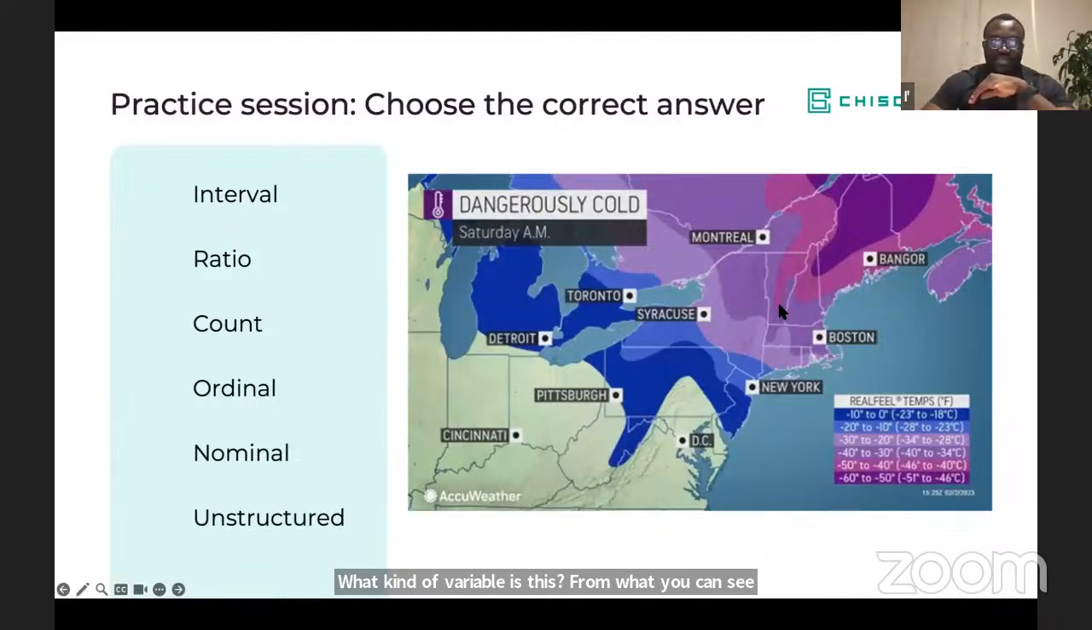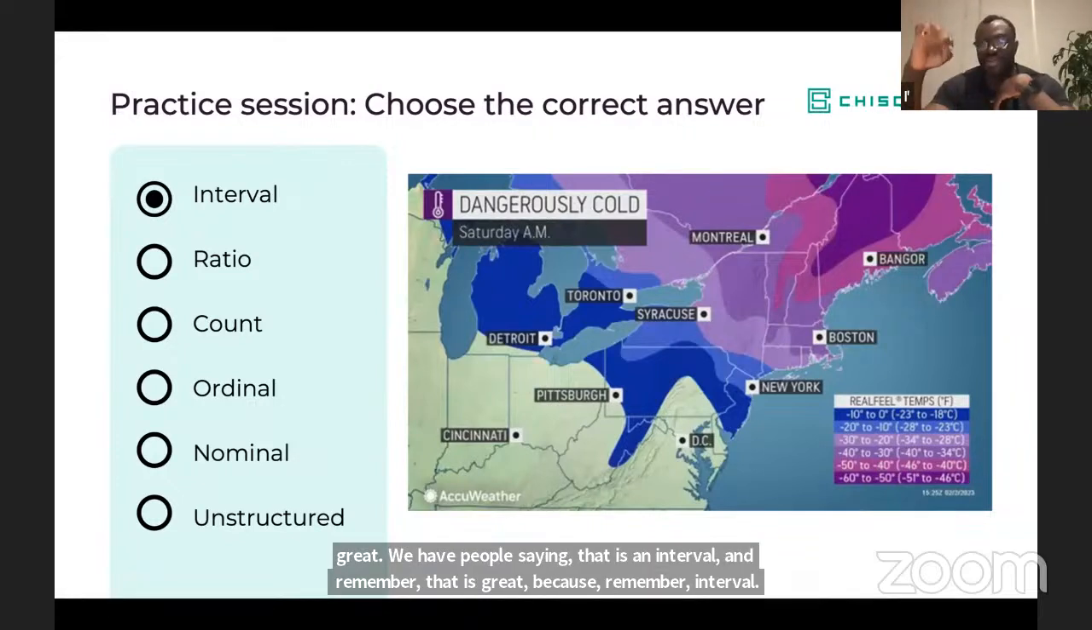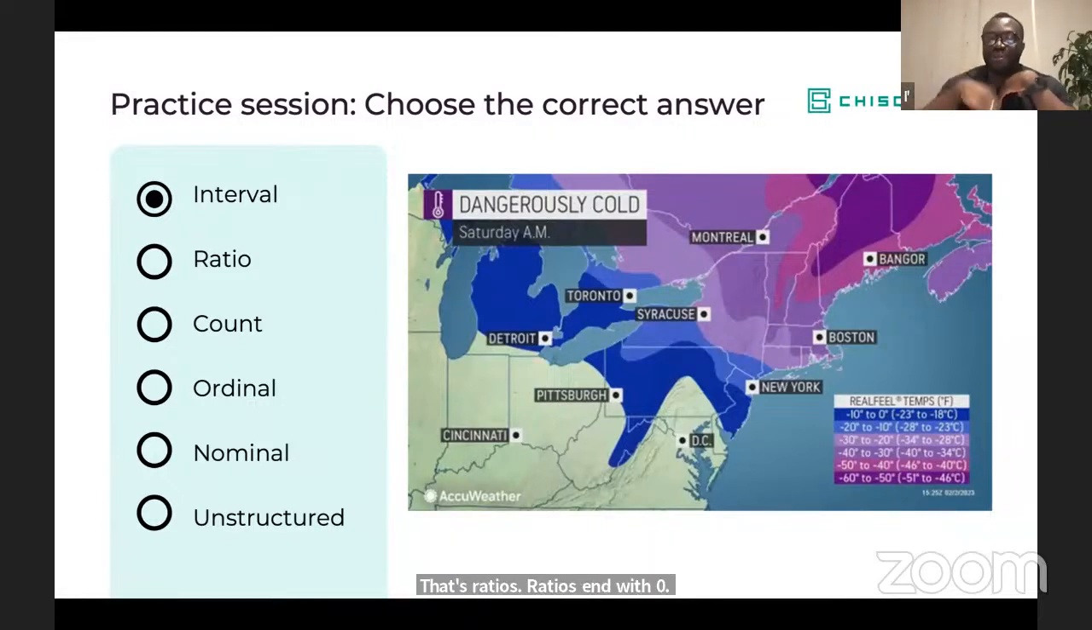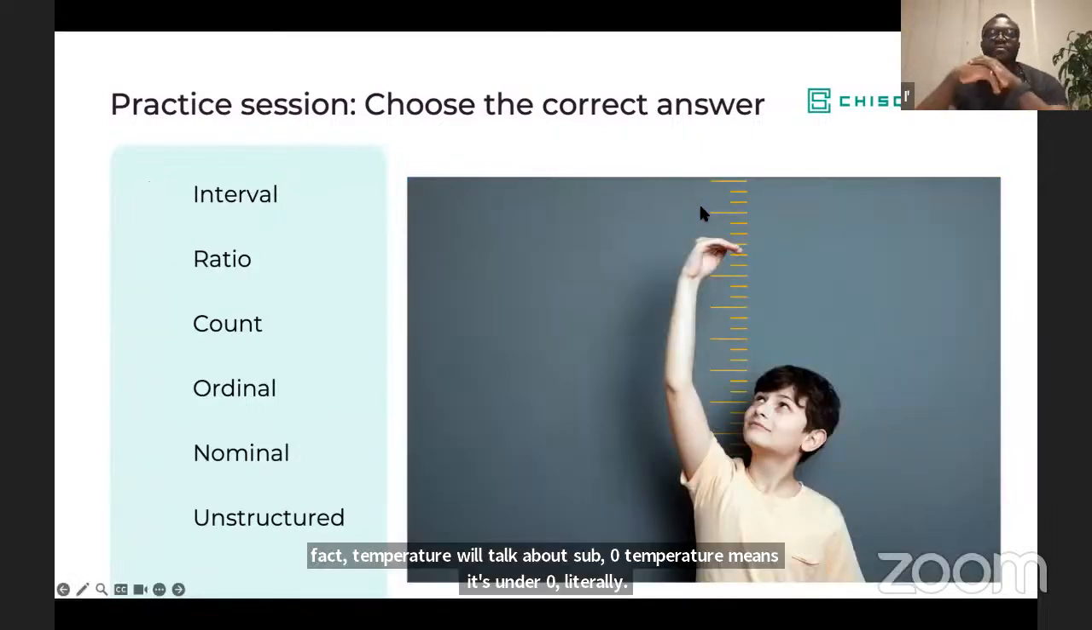All right, great. We have people saying that is an interval. And that is great, because remember interval versus ratio. Ratios end with 0, so a ratio cannot fall below 0. But here we can see the values actually fall below 0. You have minus temperatures. In fact, we talk about sub-zero temperatures. Sub-zero means it's under 0, literally. And so this is correct. This is interval.